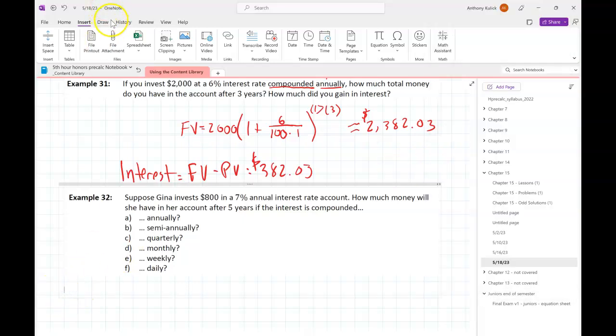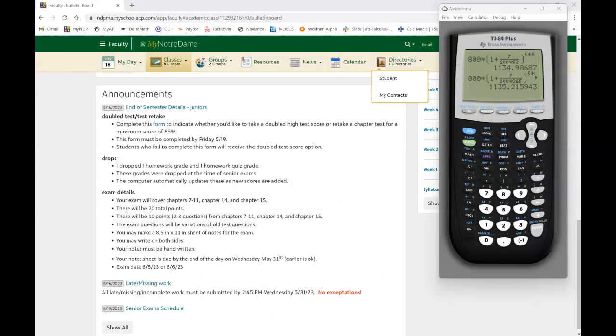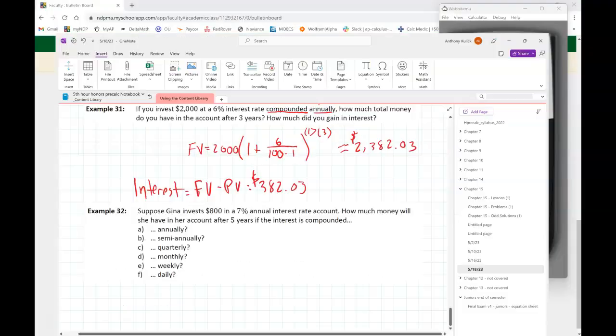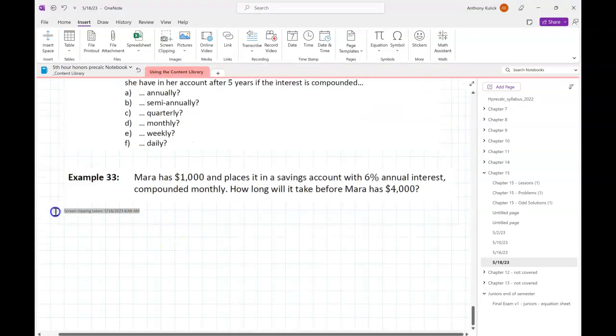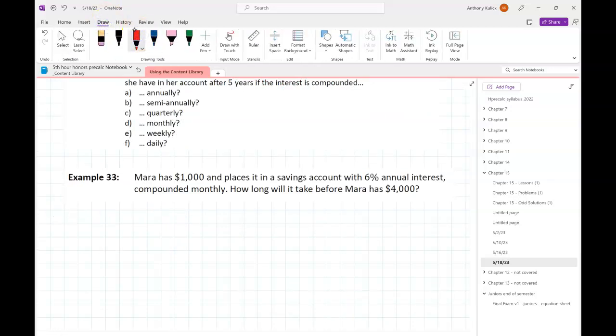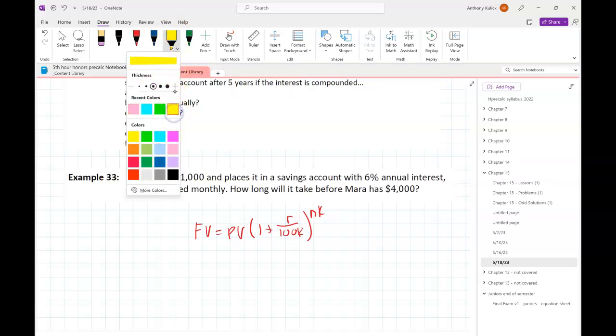Let's look at another example using the compound interest. So Mara has $1,000, places it into a savings account with 6% annual interest, compounded monthly. How long will it take before Mara has $4,000? Again, we read this question, you hear compound interest. We know we're going to be using our compound interest formula. What are we solving for in this equation, though? What's the question asking?